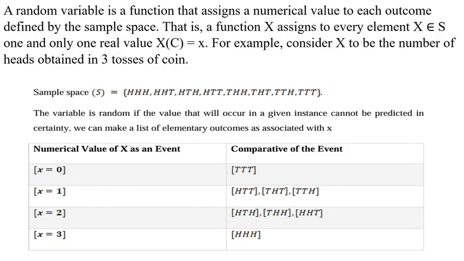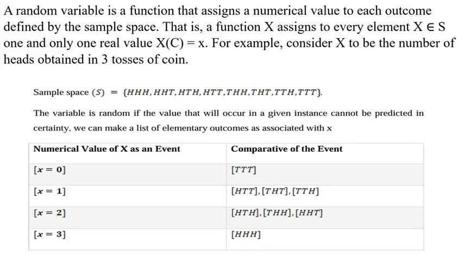Now, what is a random variable? A random variable is a function that assigns numerical values to each outcome defined by the sample space. Let me go back again. We say a random variable is any function that assigns numerical values to each outcome defined by the sample space.